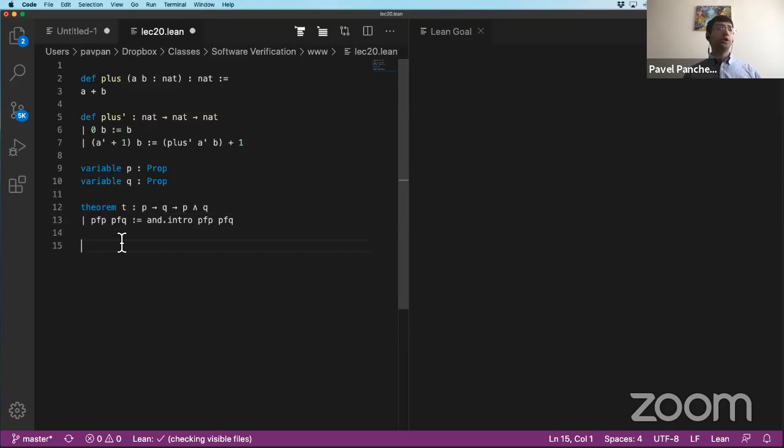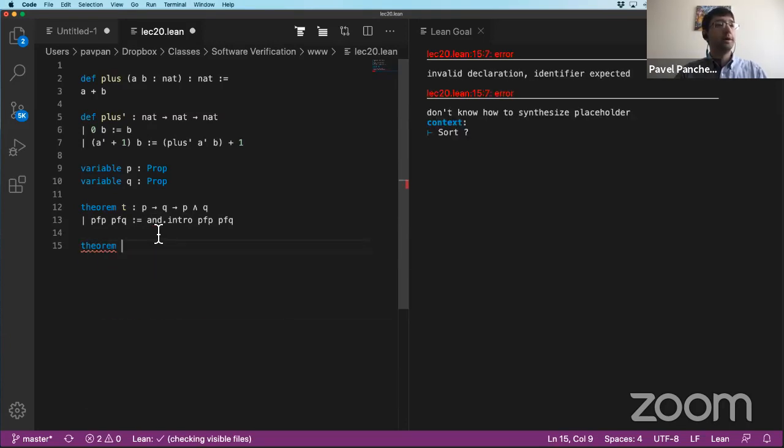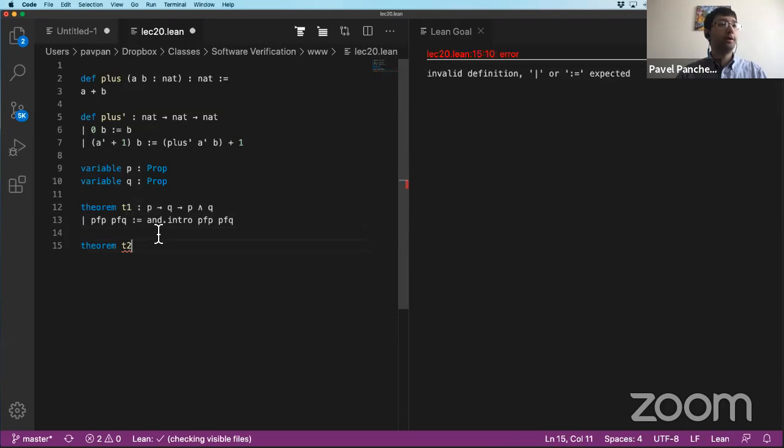Okay, so let me show you a few cases of some basic proofs that we can write down. So here I wrote down a proof that P and Q is true if P and independently Q are both true. It's kind of even hard to pronounce that in a way that makes it sound non-trivial. Let me write down another proof. So I'm going to call this one T1, call this one T2. This theorem is going to be that if P is true, then P and P is true.